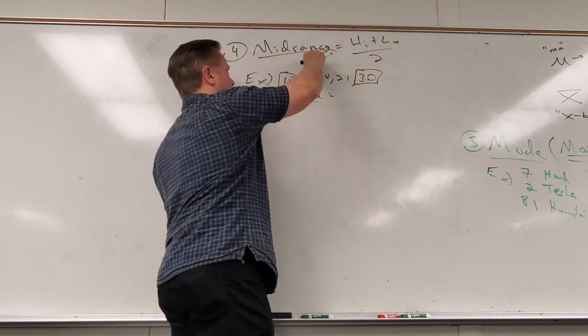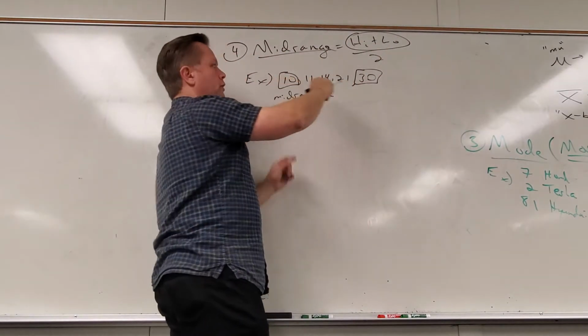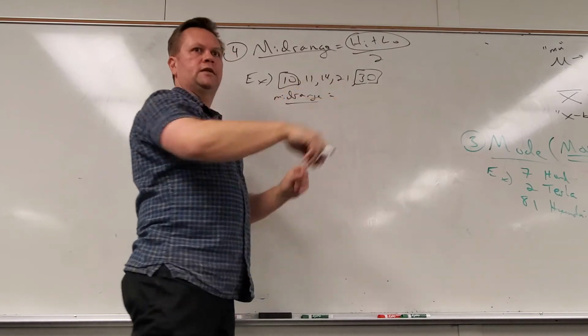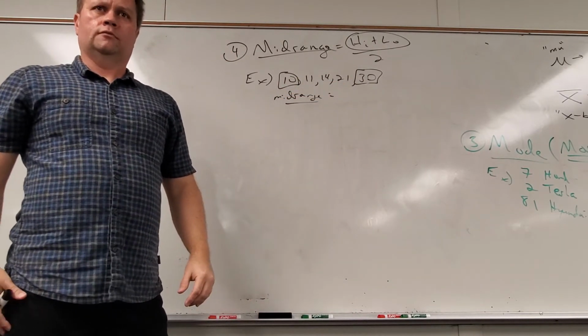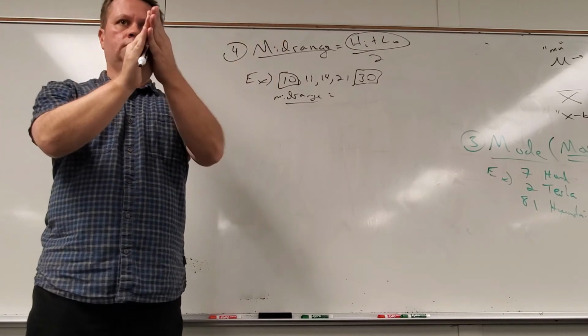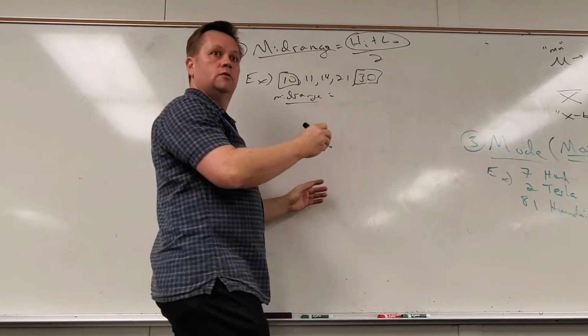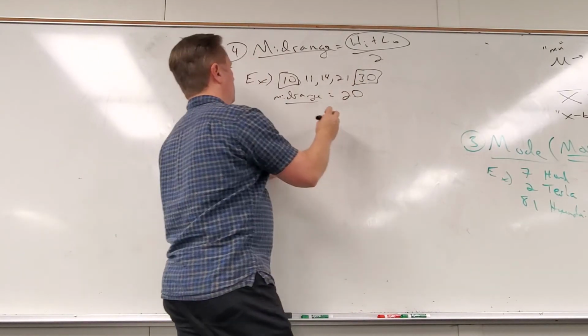So the mid-range only cares about the highest and the lowest. How do I find what's right in the middle of 30 and 10? In fact, those you can just tell me. What's right in the middle of 10 and 30? 20. There. That's the mid-range. Okay, try a different number. Or a different problem. Say again? Try a different problem besides that.